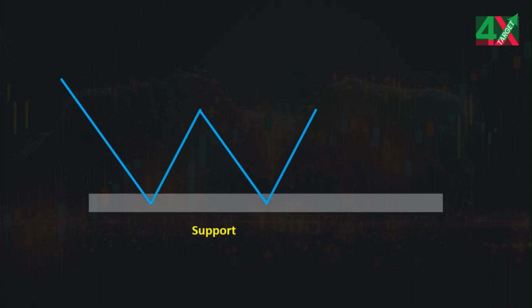Once this support level is identified, we wait for the price to pull back to that zone. This pullback offers a potential buying opportunity, because there's a high probability that the price will once again bounce upward from the support, just like it did before. Support levels are not just random areas, they are zones where market psychology shifts. Traders remember these levels, and they often become high-probability zones for entries in the direction of the trend.